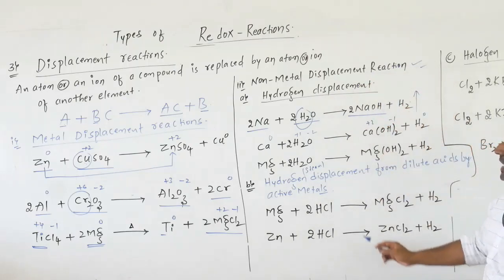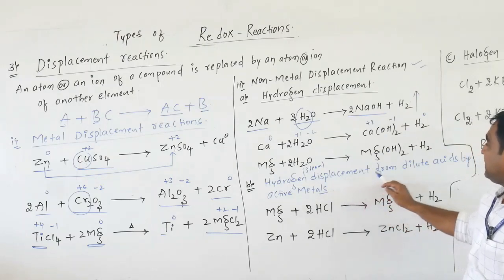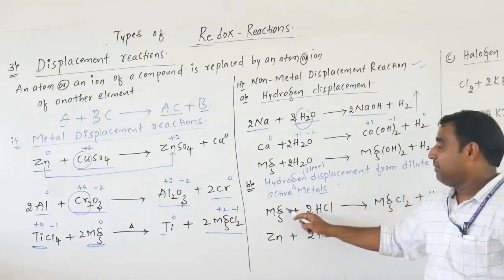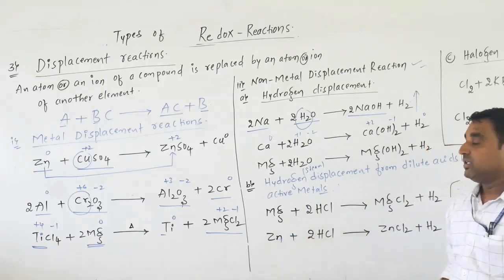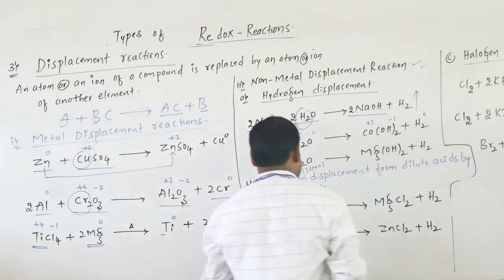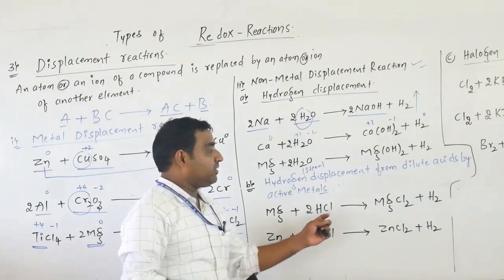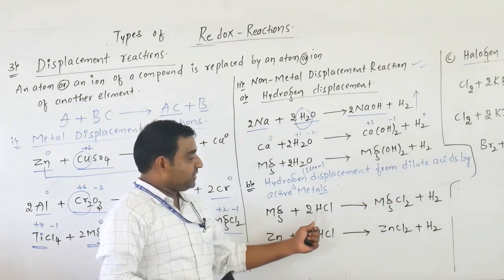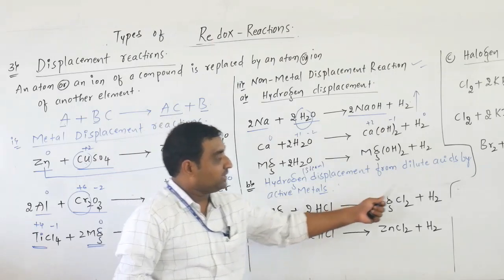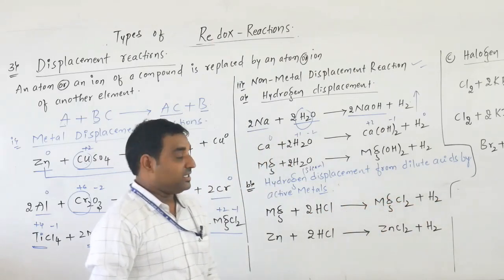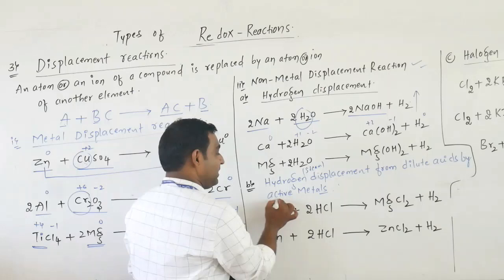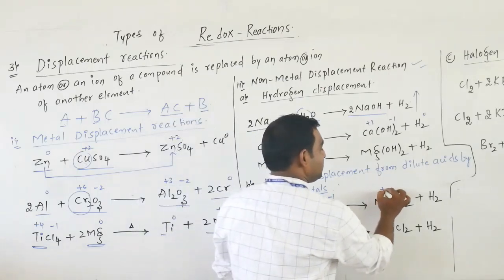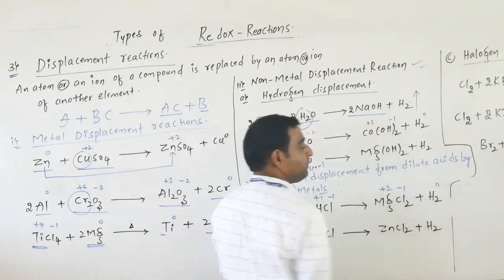And one more type is hydrogen displacement from dilute acids by the active metals like magnesium, zinc, iron. So when these metals react with the dilute acids, hydrogen will be displaced from the solution. So magnesium reacts with the HCl. Here hydrogen is replaced. H2 will be released as a gas. Magnesium having a 0 oxidation state, it is +1, -1, it is +2, -1, it is 0.